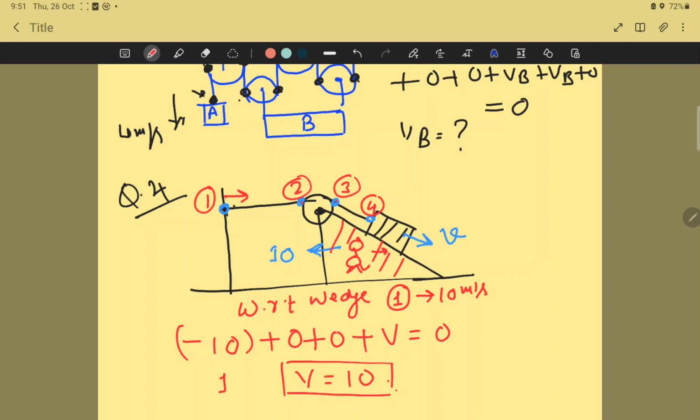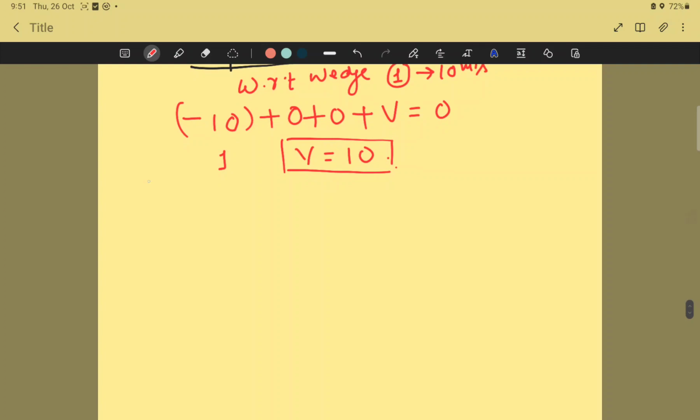So these are the problems that we have done, and those are problems that are based on wedge situation. Now let's quickly do one more, and this will be the last problem I thought. Once again, this is an important question.